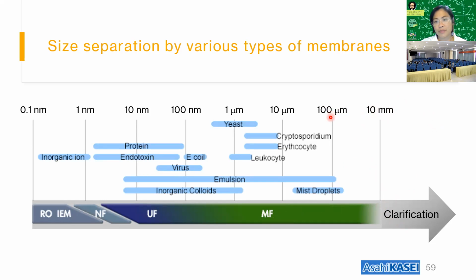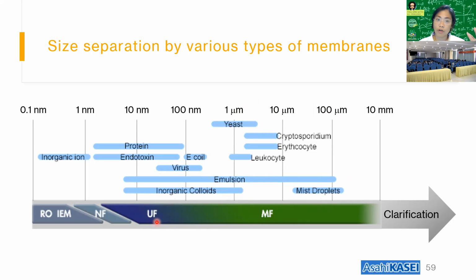So you start off from 100 micrometers down to about 100 nanometers. A droplet, emulsion, yeast, bacteria, most of the microorganisms can be separated using microfiltration.